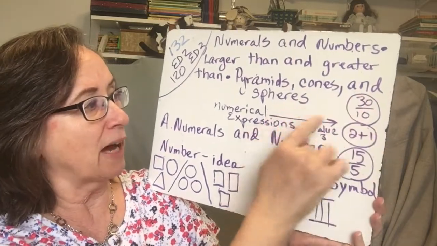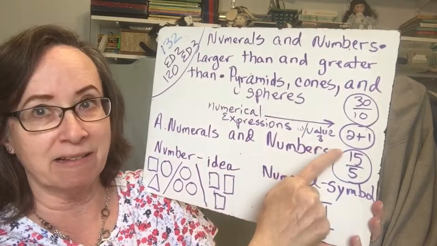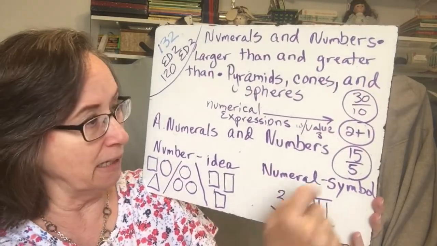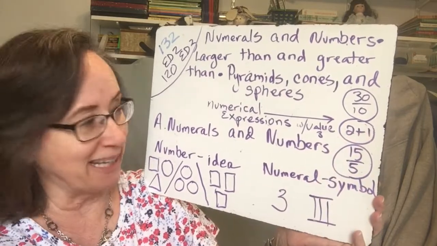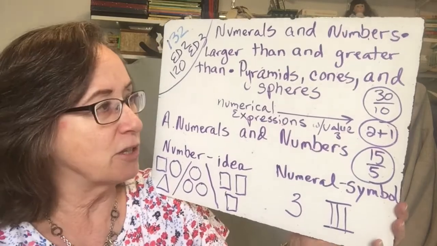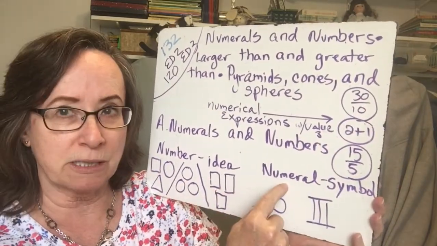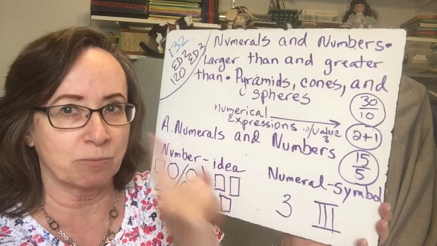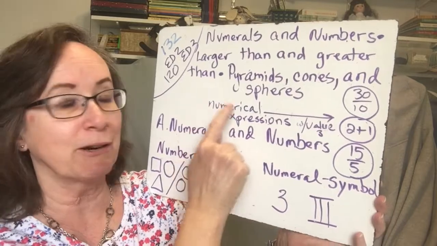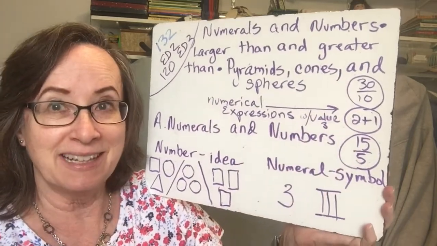And we've got numerical expressions with the value of 3. 30 divided by 10 is 3. 2 plus 1 is 3. And 15 divided by 5 is 3. So these are all numerical expressions. They're not numerals because numerals are just one item representing one idea, one symbol, but they're numerical expressions that all have the value of 3.